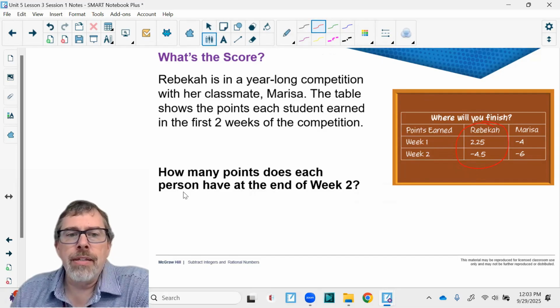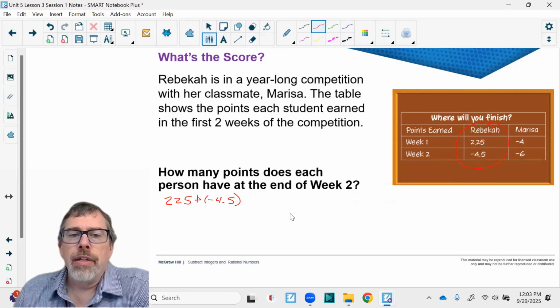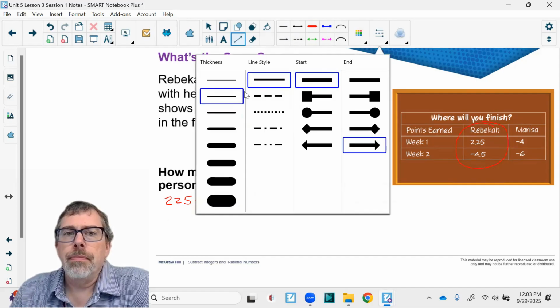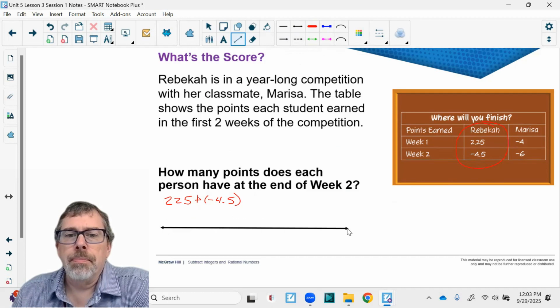Well, what this is, we're going to take 2.25 and we're going to subtract, or we're going to add a negative 4.5, which is subtracting 4.5. Okay, so if we do this with a number line, it's going to look like this.